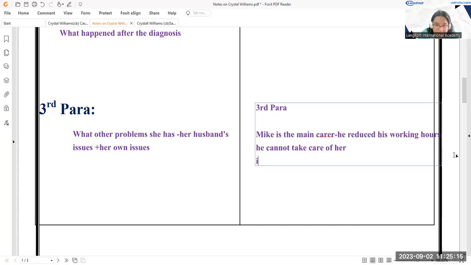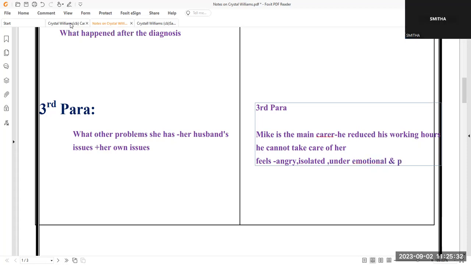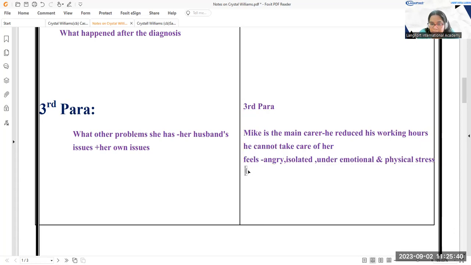Then what else? He feels isolated. He is angry, isolated, under emotional and physical stress. Yes, emotional and physical stress. Any other problem with Mike? Mike is the main carer. He reduced his working hours. He cannot take care of her. He feels angry, isolated, under emotional and physical stress. Go through it. Come on.